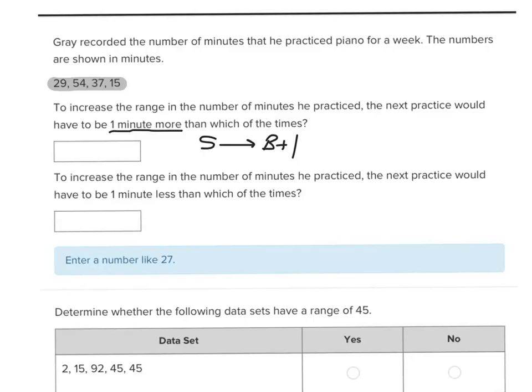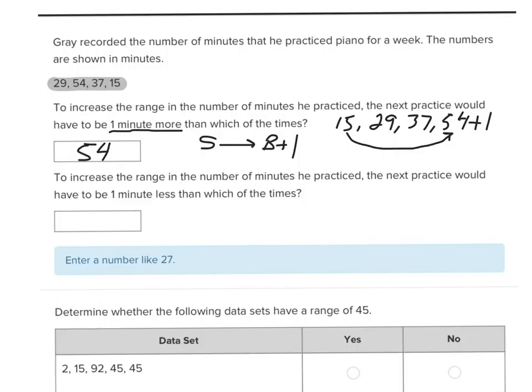So all we have to do is find the biggest number. Let's list these numbers in order. They were 15, 29, 37, and 54. The range is from 15 to 54, so we just have to add 1 to 54. The next practice would have to be 1 minute more than 54, so the next practice would have to be 55. That would increase the range.